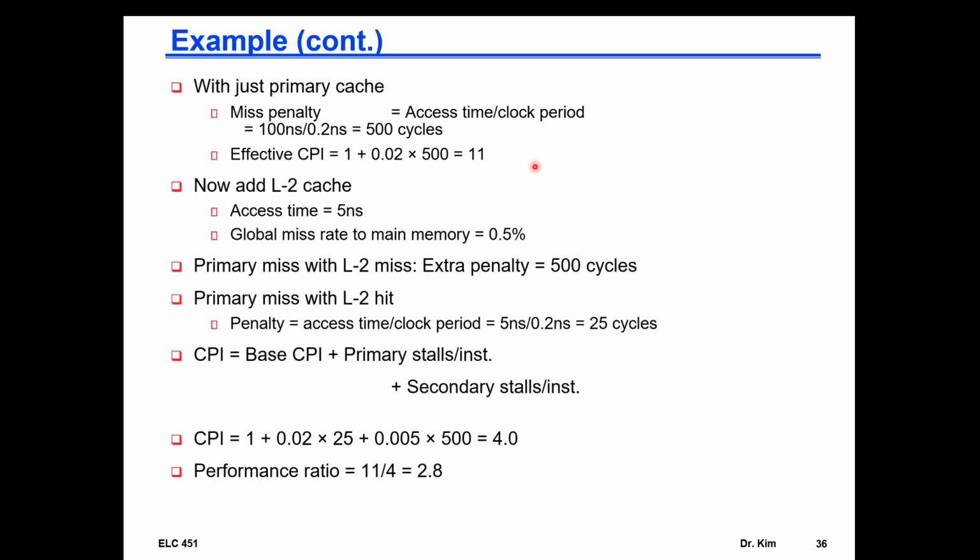Really bad. Now let's add the level 2 cache with the 5 nanosecond access time and the miss rate to main memory of 0.5%.